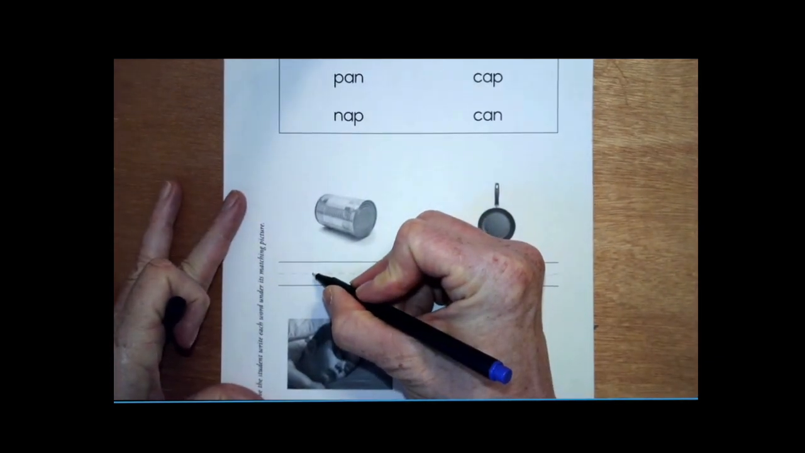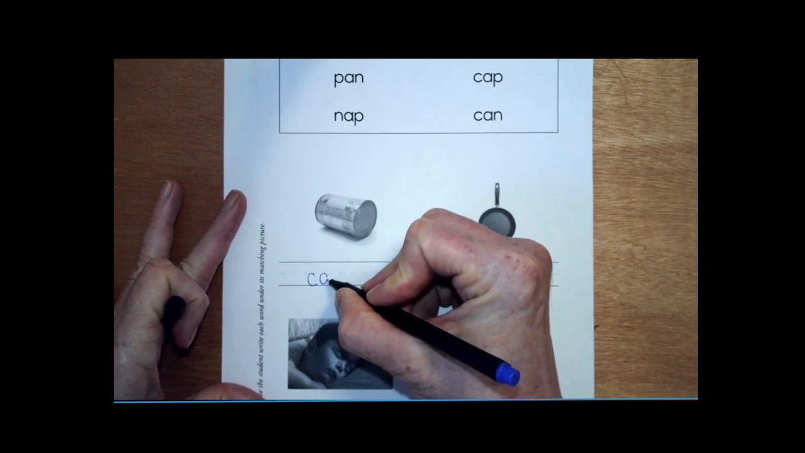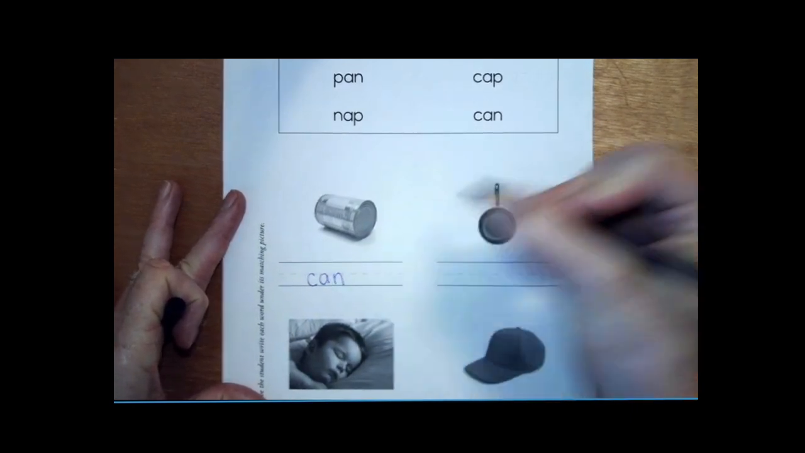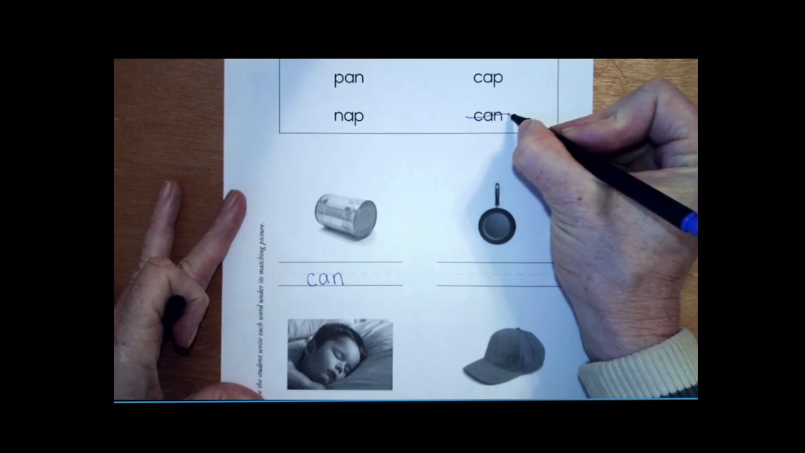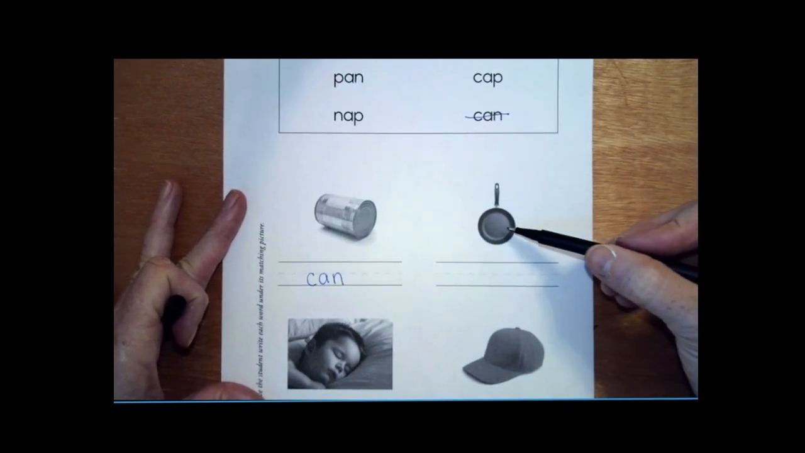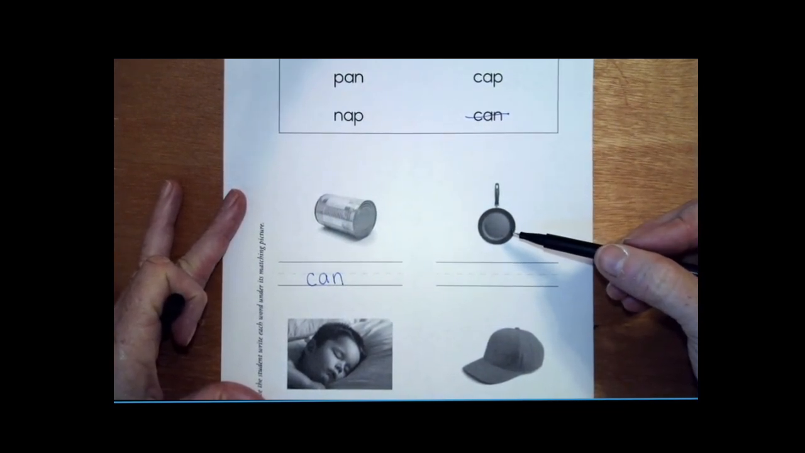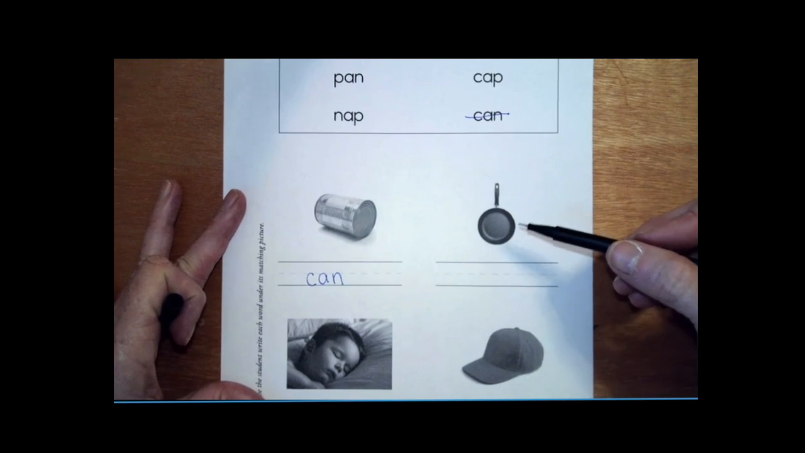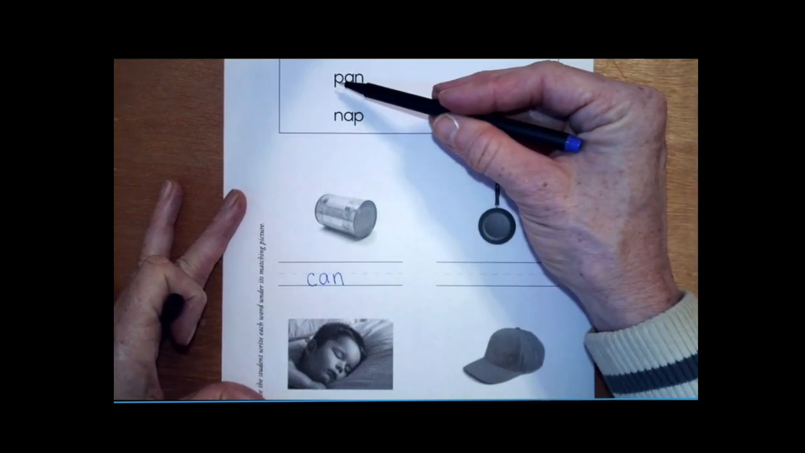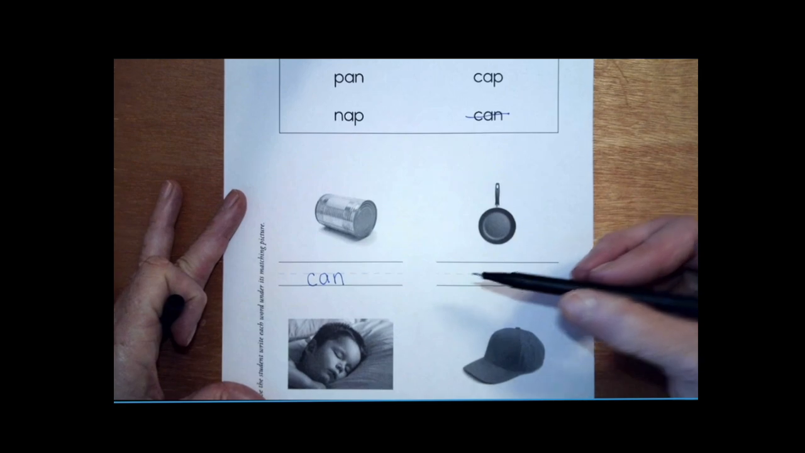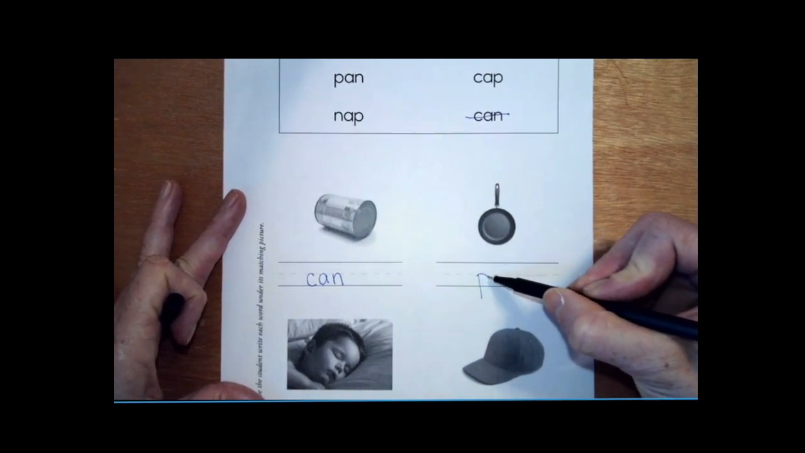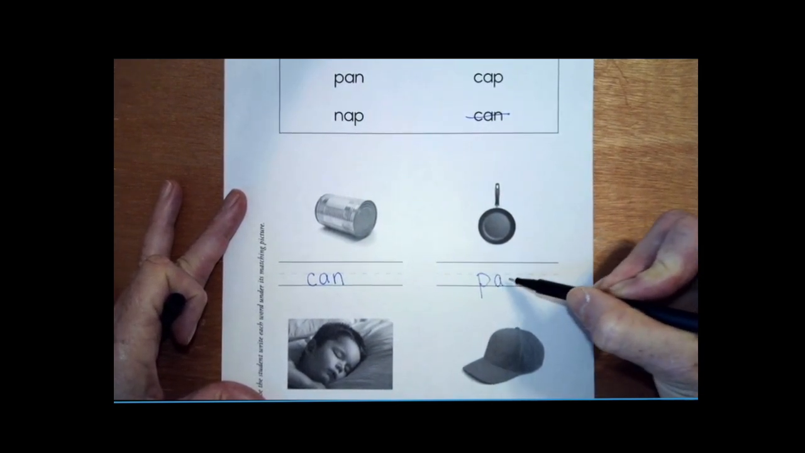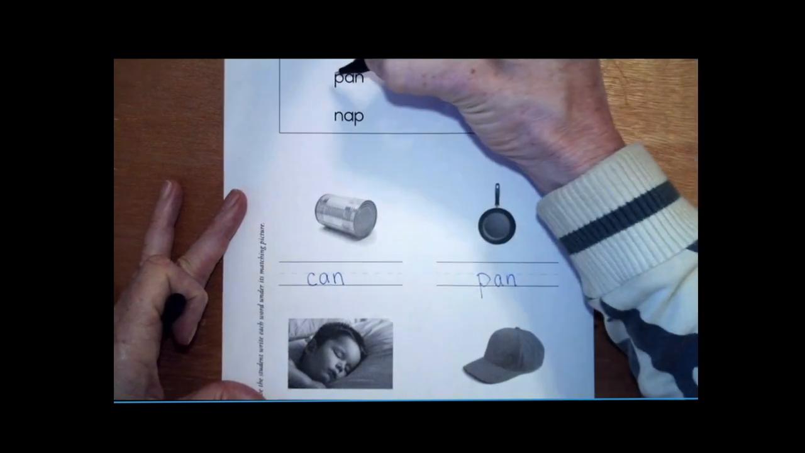Let's go ahead and write can. Now let's cross it out because we're done with that one. Pan. What does pan begin with? Pan. There it is. Pan begins with P. So we're going to write P and N, and we're going to cross it out.